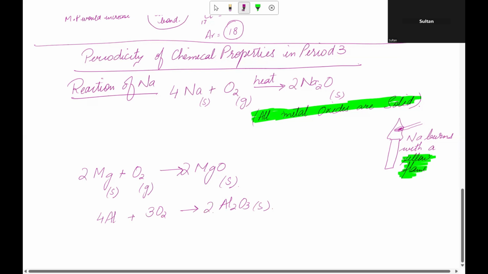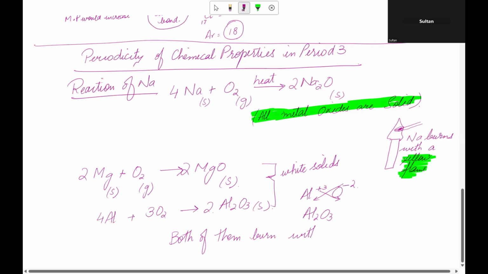And how does it become Al2O3? We know aluminium carries a +3 charge, oxygen carries a -2 charge. So this is the crisscross method. It would form Al2O3. Is that clear? So remember, both of them form white solids, and both of them burn with, not yellow flame, a bright white flame. Remember, they both have a bright white flame.